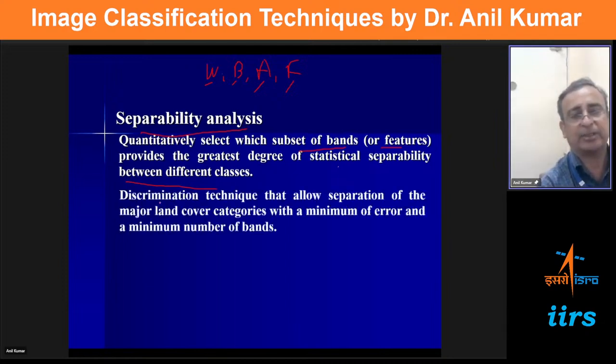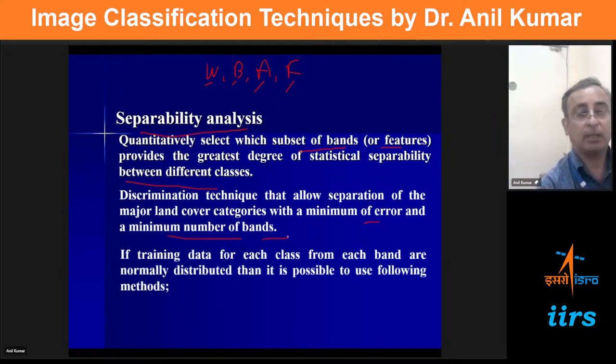Here it is a discrimination technique that allows separation of the major land cover categories with a minimum of error and a minimum number of bands. So the error in the classification will be minimum, and this will use a minimum number of bands, not all the bands from the given image.